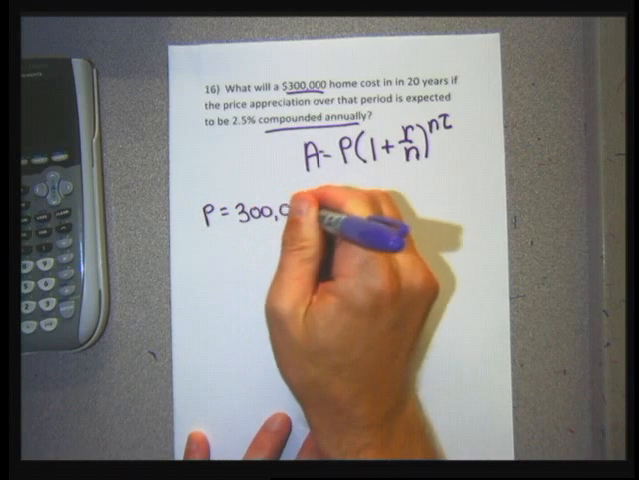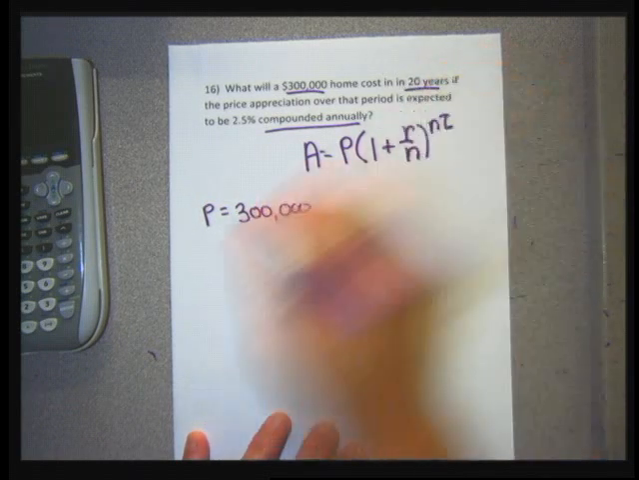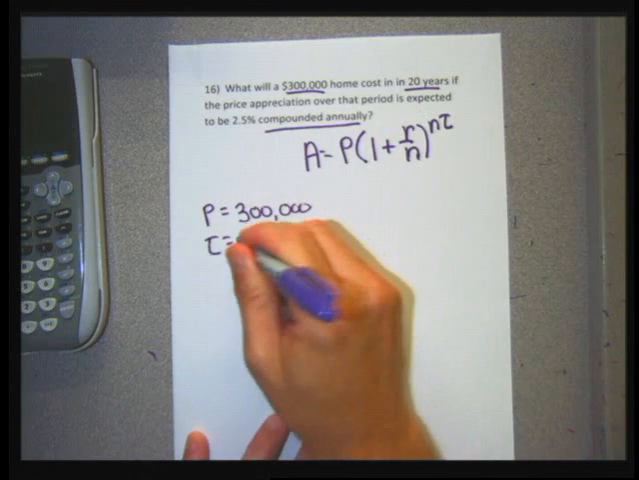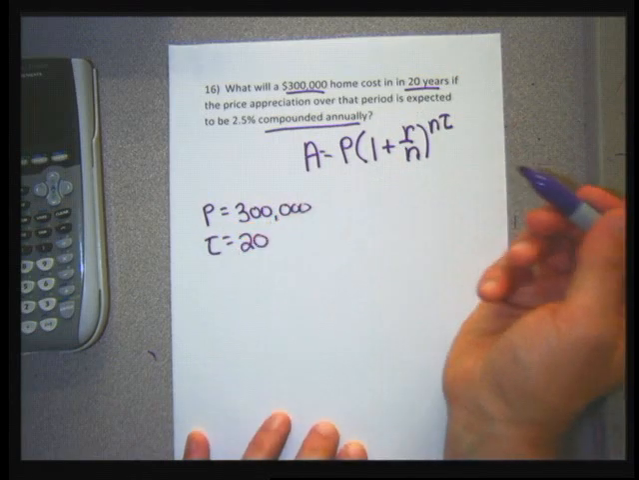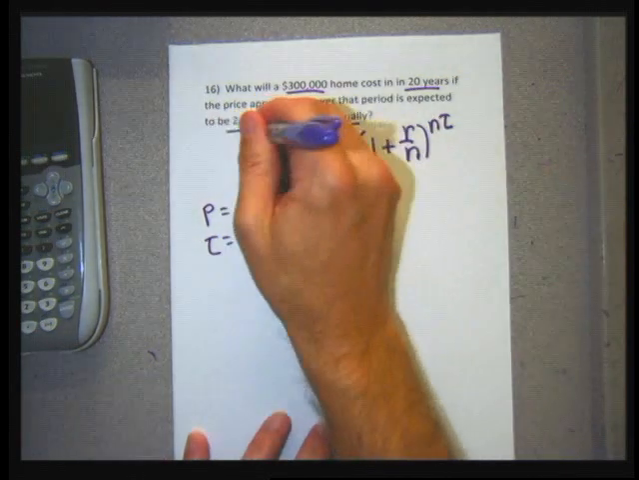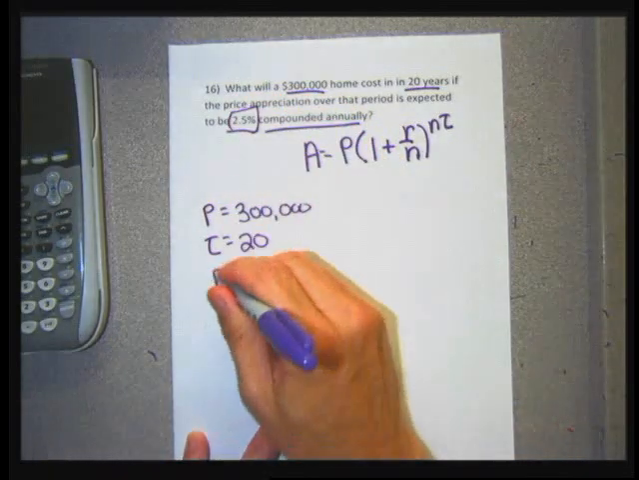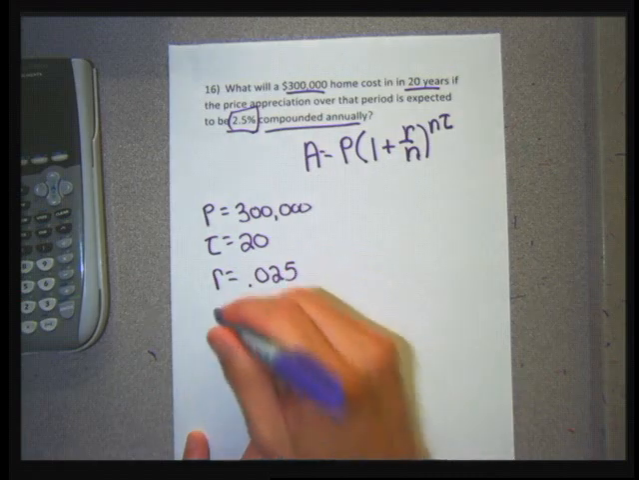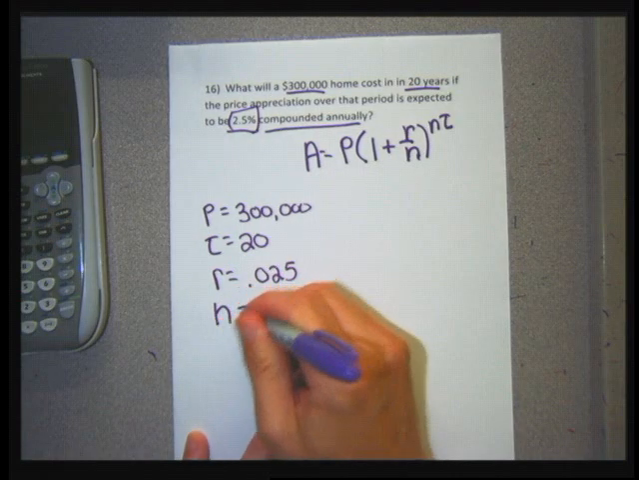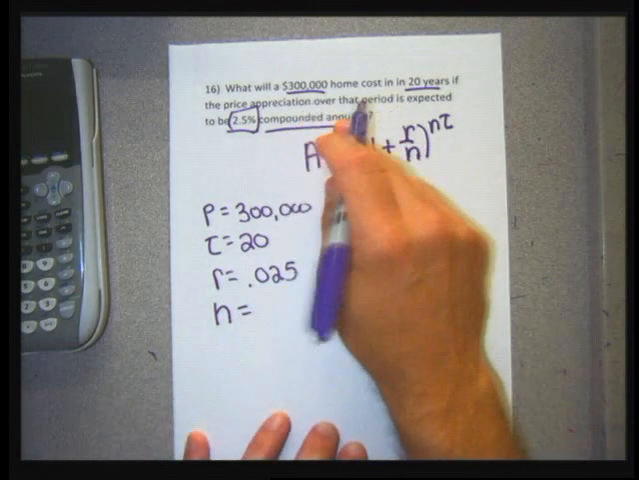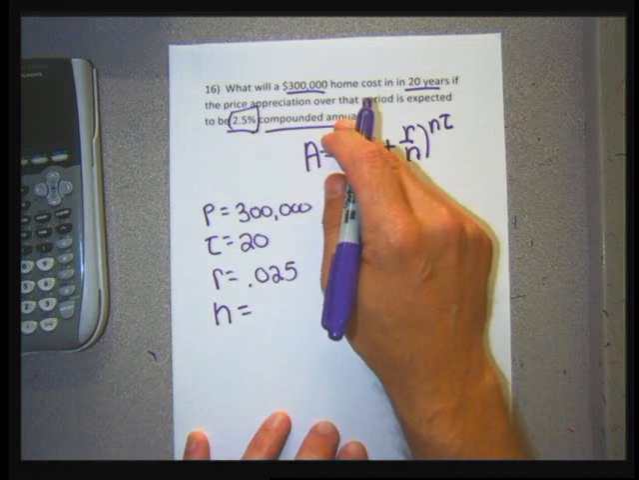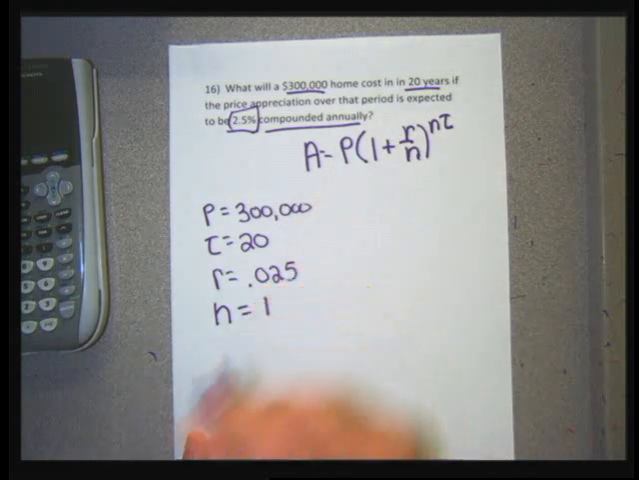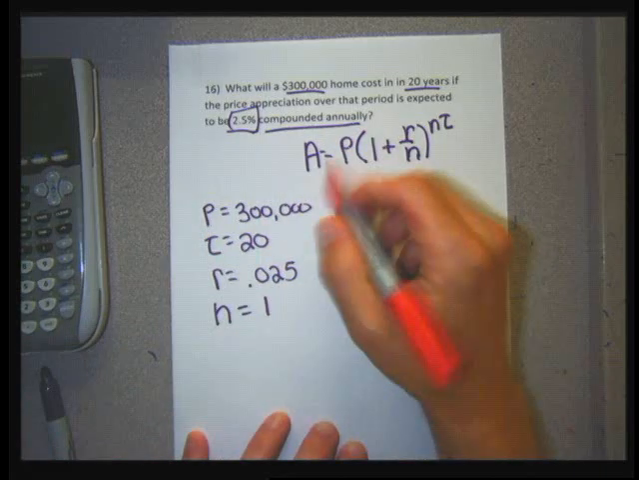That's the present cost of the house. The T, the 20 years, stands for time, so it's going to be a T. Here, my home value is going up by 2.5% as opposed to 2%. I'm going to make that into a decimal, and then I need an N, and if I'm only computing the growth once per year, the N is 1. Take those values and plug them into the formula.